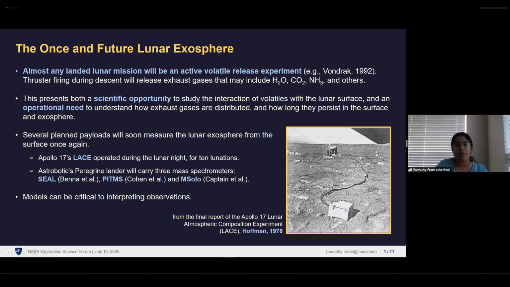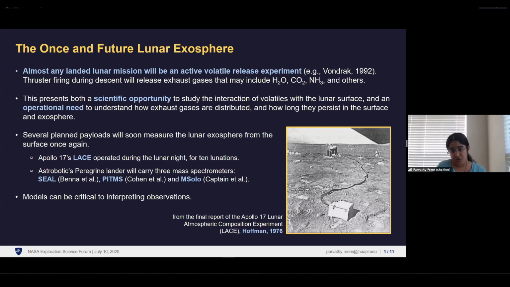And that presents us with both a scientific opportunity to study how those volatiles interact with the lunar environment, but there's also an operational need when it comes to planning missions, figuring out where and when and how to take measurements of surface or exospheric volatiles, or even collecting samples. There's a real need to understand where exhaust gases go and how long they remain in the lunar environment.